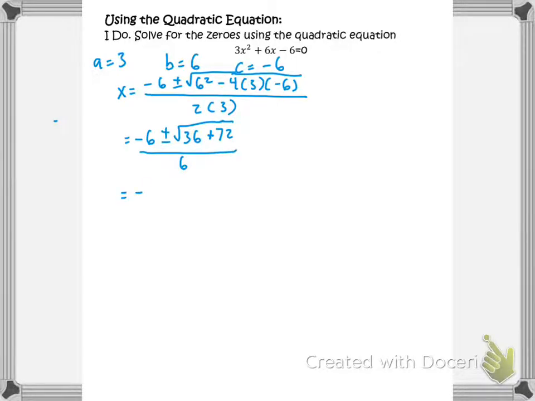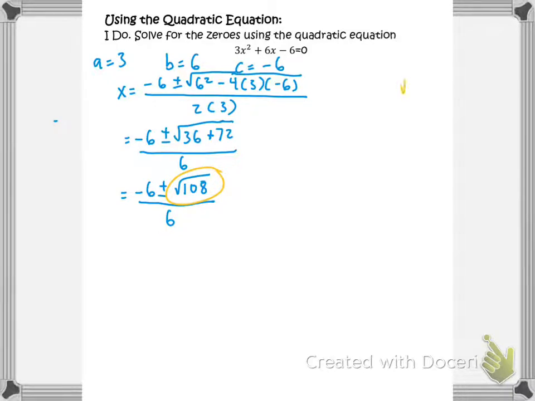This gives us -6 plus and minus the square root of 36 plus 72, which equals 108, square root of 108, all over 6. Okay, so this time, instead of this coming out to a perfect number, this number is now irrational, right? It doesn't go into a perfect square root, so you have to simplify the square root of 108.